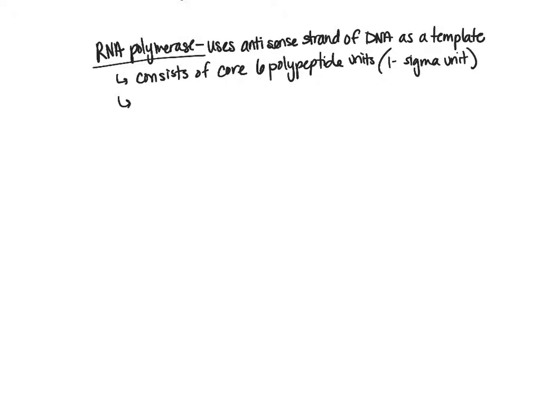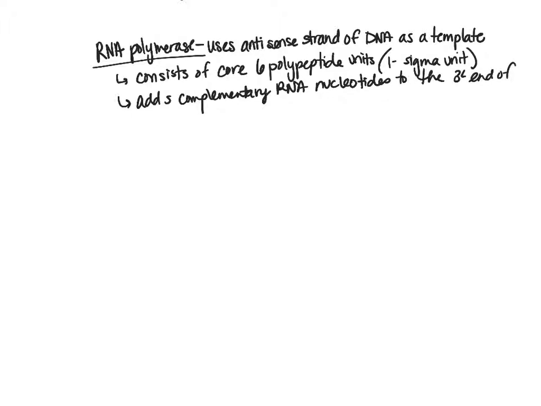So our RNA polymerase is going to add complementary RNA nucleotides to the 3' end of the growing strand.